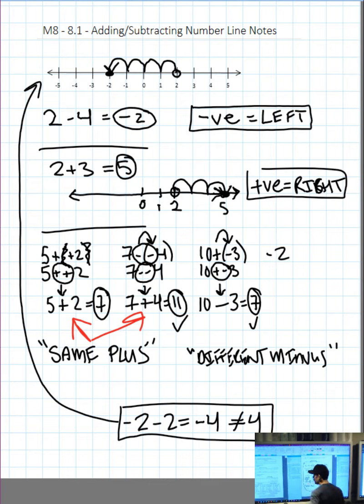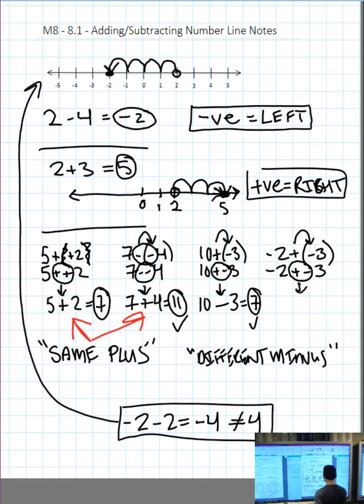Negative 2, ooh, making it crazy, plus open bracket, negative 3 close bracket. So again, I'm going to write that question in exactly the same form without those brackets. Negative 2 plus negative 3. Now again, we're taking the positive on the outside and multiplying it by the negative on the inside. Now again, I'm going to circle my two signs that I have side by side. I have two different signs. I'm going to use the rule that we just learned, different minus.